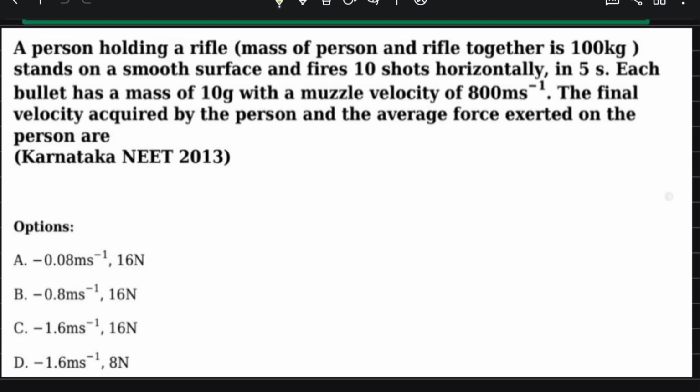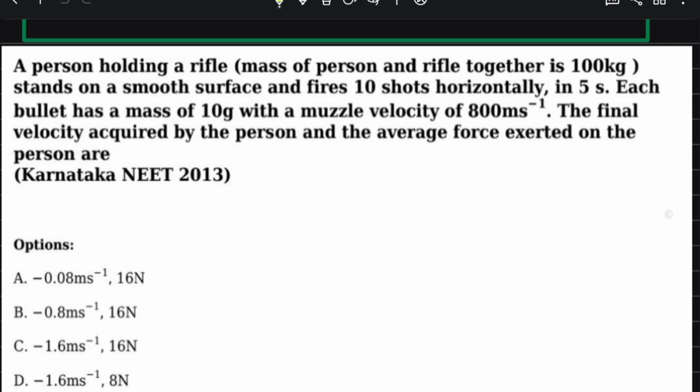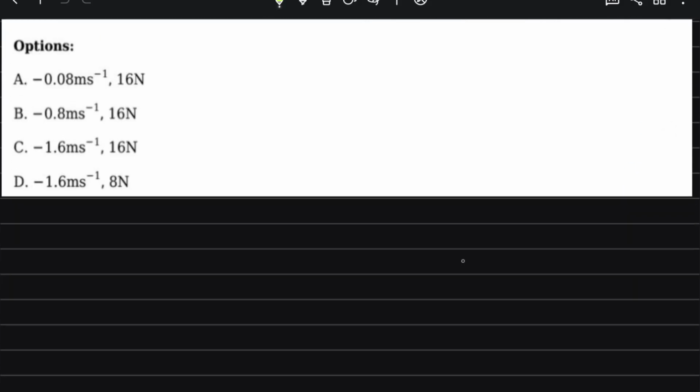A person holding a rifle. The mass of the person and rifle together is 100 kg, stands on a smooth surface and fires 10 shots horizontally in 5 seconds. Each bullet has a mass of 10 gram with a muzzle velocity of 800 meter per second. Find the final velocity acquired by the person and the average force exerted on the person. What is going to happen? See this question.